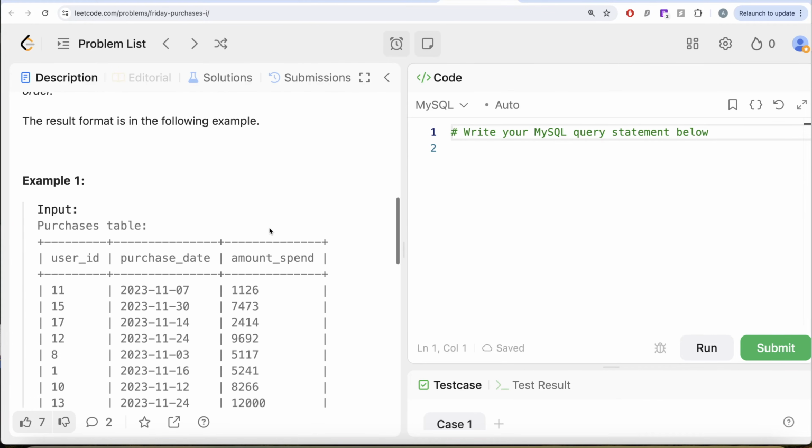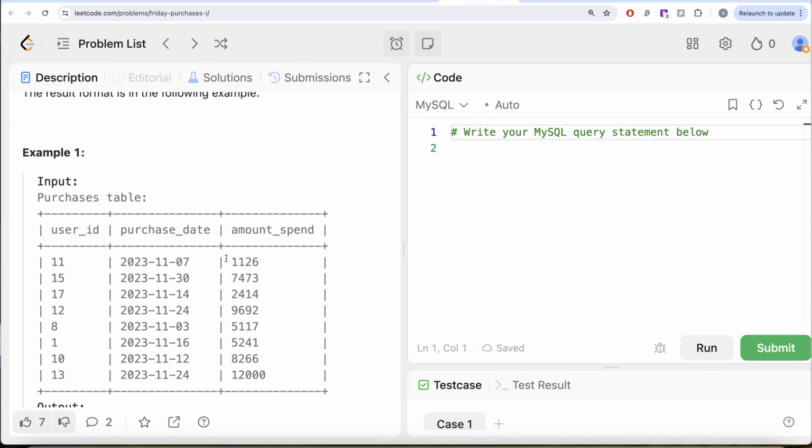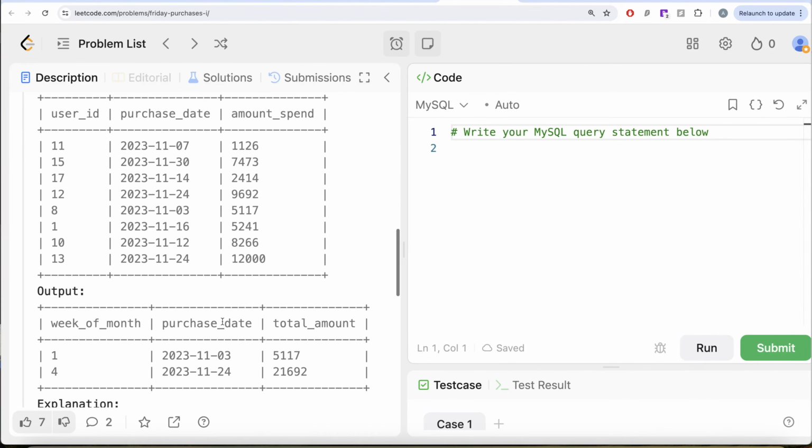Okay, let's go through this example. So here we have various different user IDs and the purchase dates and the amount spent. So basically we need to keep only those dates where it is a Friday, and then for them we also need to find out what week of the month that date lies in November of 2023, and for that week of the month and the day, what is the total spend, right? So if we look at our output, we have first week of the month, 3rd of November and 24th of November, you have the total amounts.